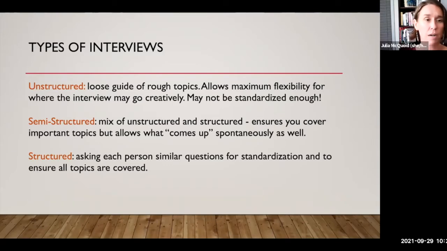Semi-structured interviews are the mix of the two, really. This is where you have to make sure that you're going to cover several different important topics. The interview guide helps to ground you in making sure that you cover those topics, but you have freedom to explore what comes up more spontaneously in the moment as you're progressing in the interview. Today we're going to focus on semi-structured interviews because those are the most commonly used in the health sciences.